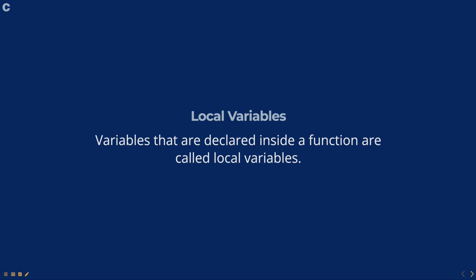Local variables: variables that are declared inside a function are called local variables. They have local scope and are only accessible within the function where they are declared. The lifetime of a local variable is only within the function, and it is destroyed when the function returns.